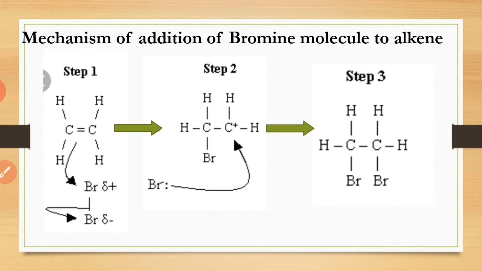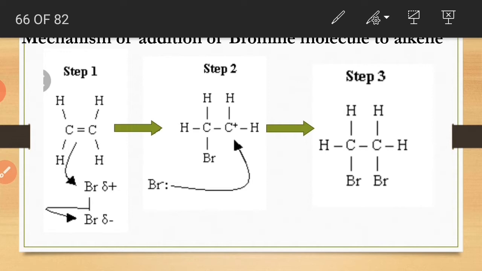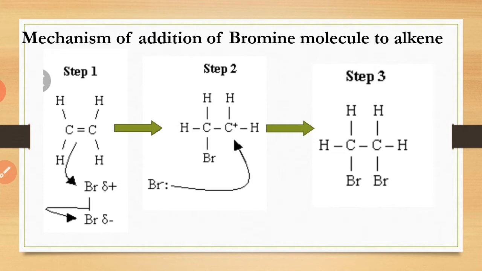For example, ethene. In the first step, the bromine molecule is non-polar. Why? Because the electron pair between the two bromine atoms is equally shared between the two atoms. As the bromine molecule approaches the ethene molecule, the electron cloud of the carbon-carbon double bond gets repelled, disturbed, and as a result the electrons of the bromine molecule get displaced away from the bromine atom nearer to the ethene molecule.